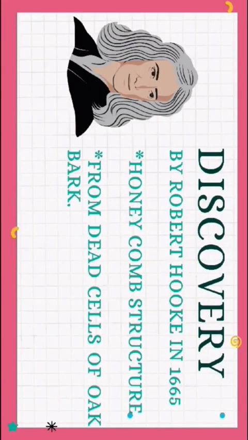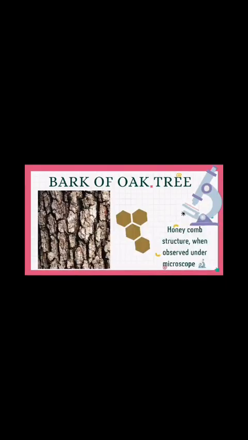The cell was discovered in 1665 by Robert Hooke. It is a honeycomb structure and it was discovered from the dead cells of oak bark. Robert Hooke, while doing some experiment, accidentally discovered the cell with his primitive microscope, where he found a honeycomb-like structure which he named cells. It was discovered from the dead cells of oak tree bark. He saw these small compartments and called them cells.